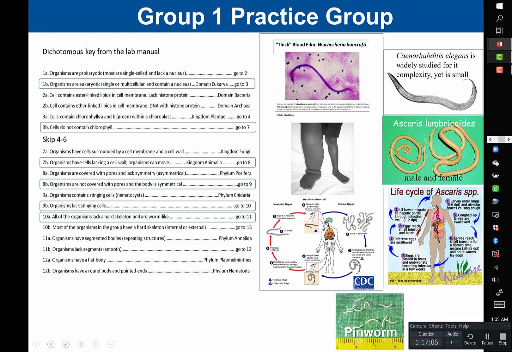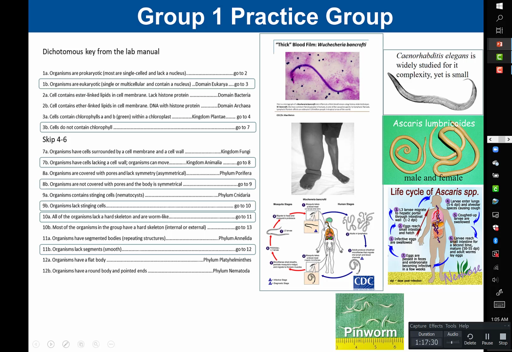11. Organisms have segmented bodies, so repeating structures. So again, you would see those lines through it. So the repeating structures. Or organisms lack segments and are smooth. Go to number 12. If we look at these worms, notice they don't have segmented bodies, right? So they're smooth. Go to number 12.